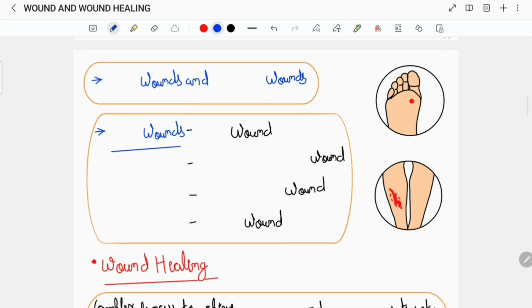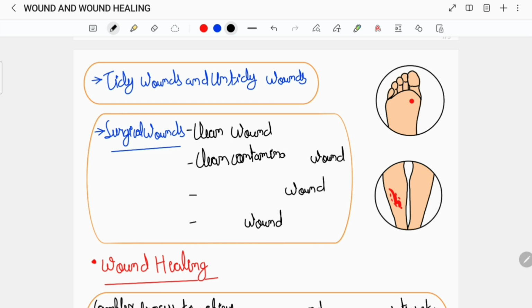Or wounds can be classified as tidy wounds and untidy wounds. Also, there is a classification of surgical wounds, which can be classified as a clean wound, a clean contaminated wound, a contaminated wound, and a dirty wound.